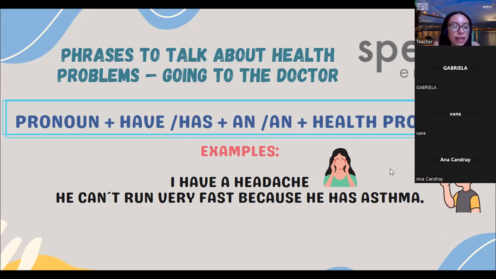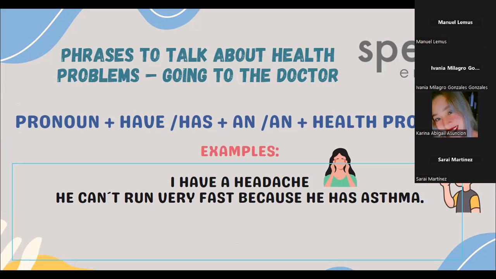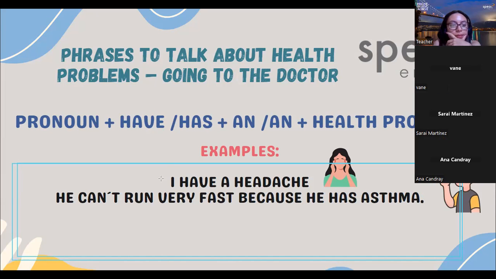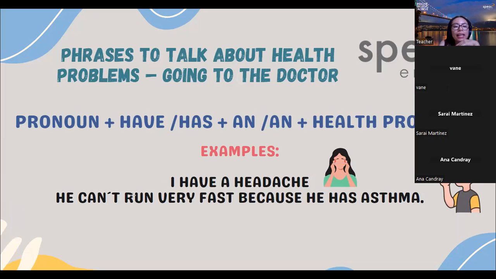So, like in the examples, guys, look at these examples. Let's go with Sarai. Can you help me read these two examples, Sarai, please? Thank you. Okay. I have a headache. She can run very fast because she has asthma. Very good, Sarai. And as you can see, guys, in this one, I have, and then the health problem.